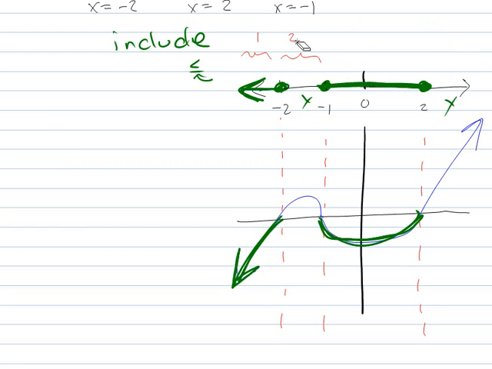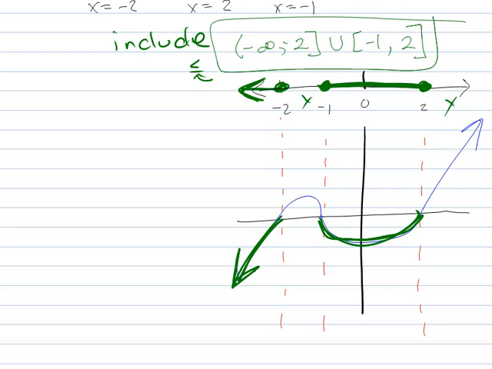And now my last step. Just write the answer, right? From left to right. So I'm starting at -infinity, going to -2, inclusive, and then going from -1 to 2. And you're good to go.